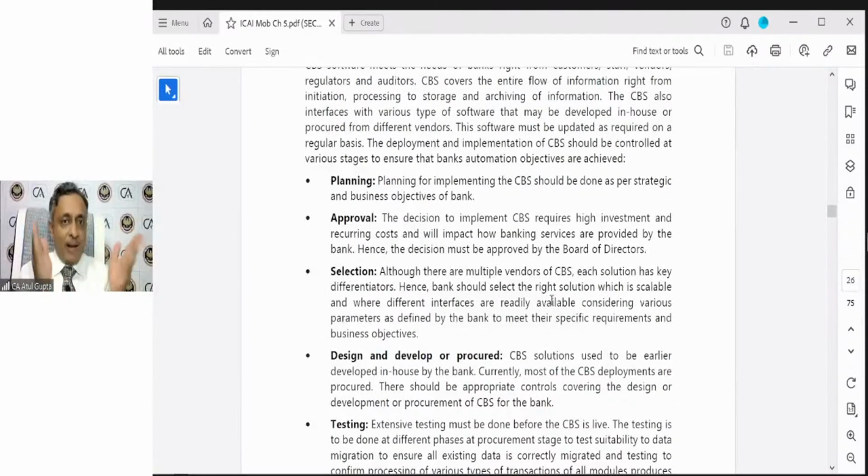Keep yourself ready. Planning. So planning for implementation of core banking system should be done as per the strategic and business objectives of the bank. I want you to answer anything that we read in XYZ bank that is an indicator of its strategy or business objective. So you are going to write planning and the keyword, key information that you felt relates to XYZ's strategic and business objective.